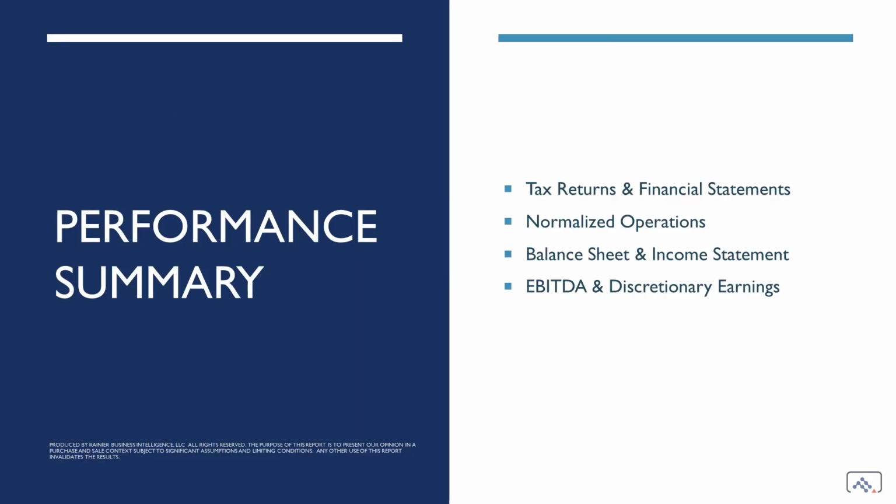In this chapter, we discussed information from the business tax return and company-prepared financial statements that are normalized to remove the impact of activities outside of normal operations. We discussed how the balance sheet and income statement were analyzed to develop cash flows.